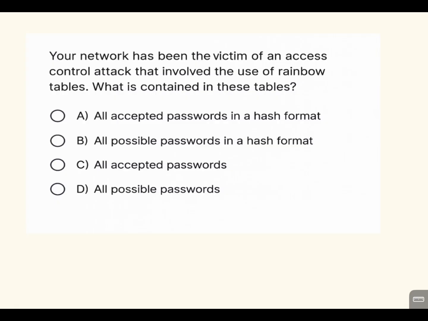In this session, we will attempt a question. We will attempt the question in a way that we will not only try to answer the question, we will also try to understand the concept.